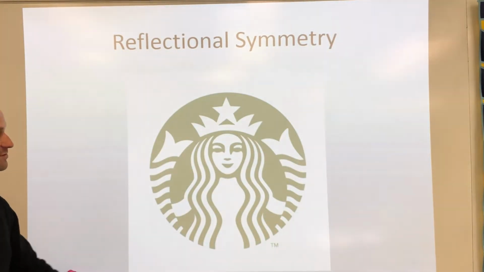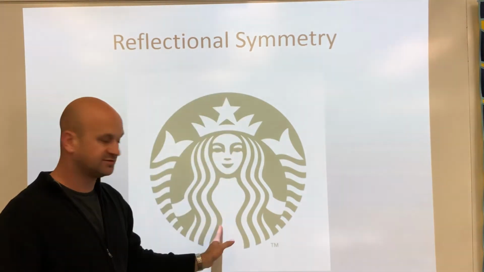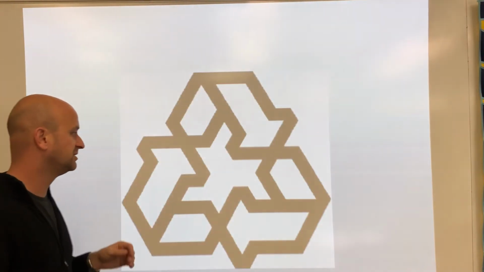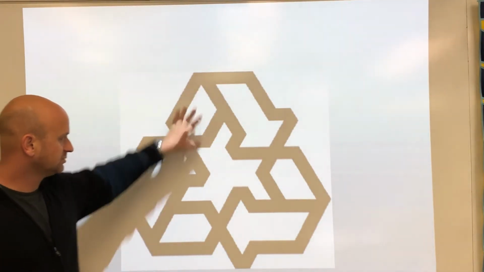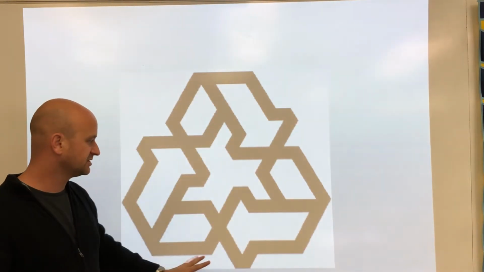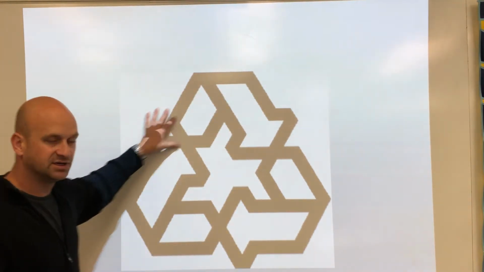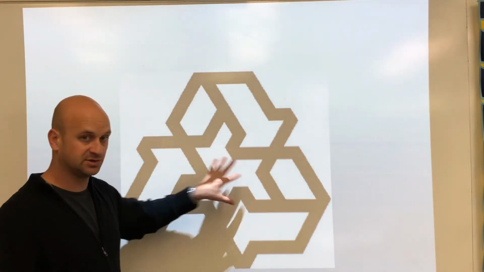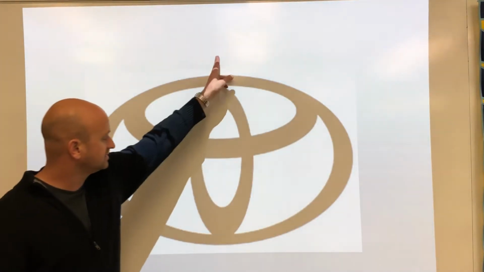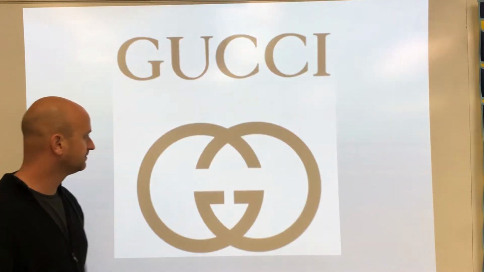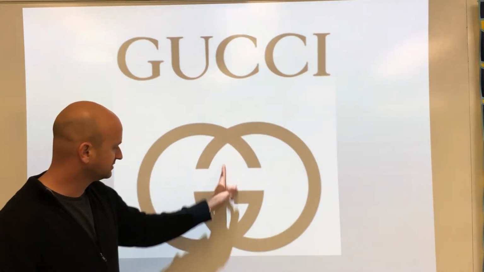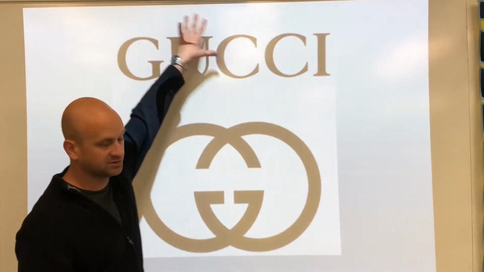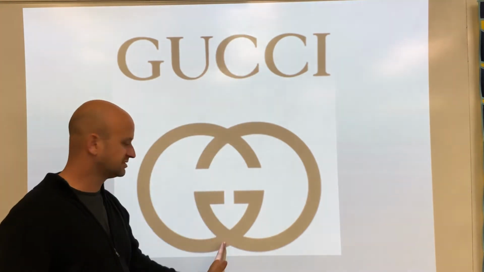Here's some examples of reflectional symmetry. If we were to draw a line vertical, the Starbucks logo would be symmetrical. This one actually has no reflectional symmetry. It has rotational symmetry. That'll be something we talk about later, but for some reason students get confused. So this would be a no. This one has reflectional symmetry vertically. This has reflectional symmetry vertically here, if we don't include the word Gucci, just the symbol itself.